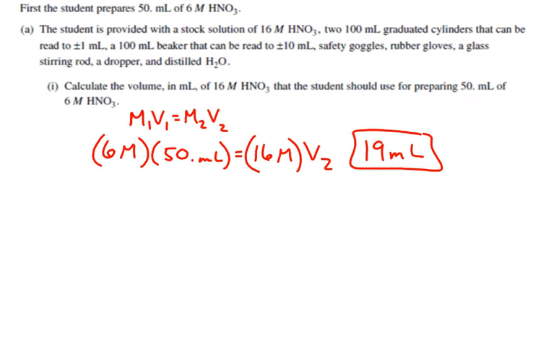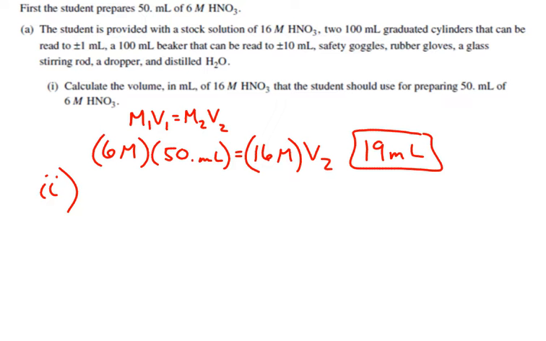Okay, 1 point, by the way. So one last time to say this again. What I would do is take 19 mils of 16 molar, really nasty stuff, and put it into a volumetric or whatever else, and then the rest of it would be water. So the whole solution would be 50 mils, 19 of it would be 16 molar nitric acid. The rest of it would be water, and that would dilute it to 6 molar.